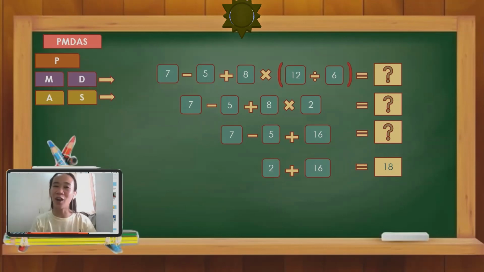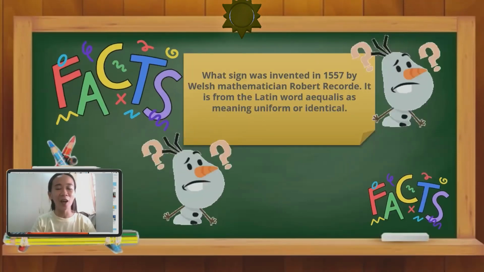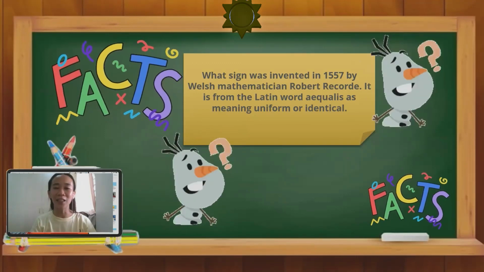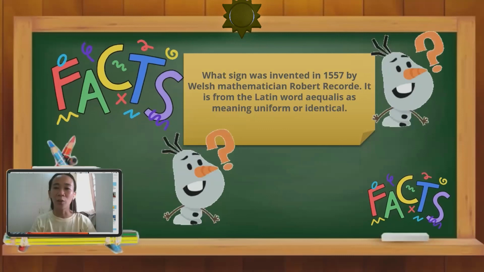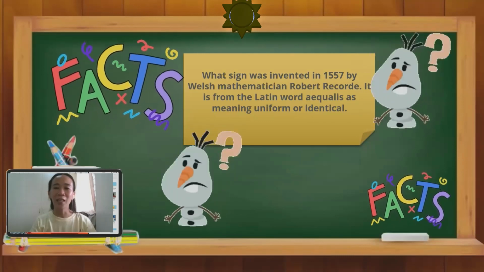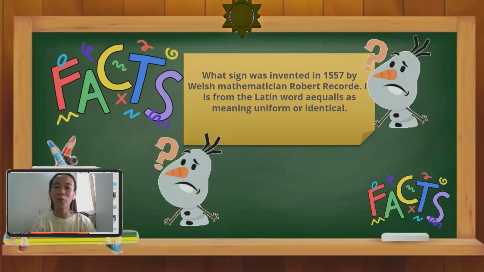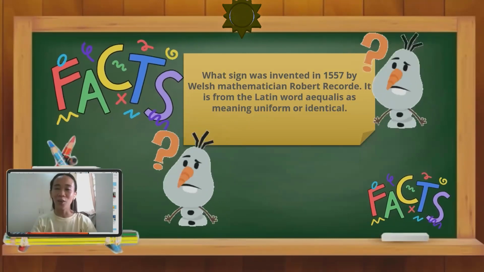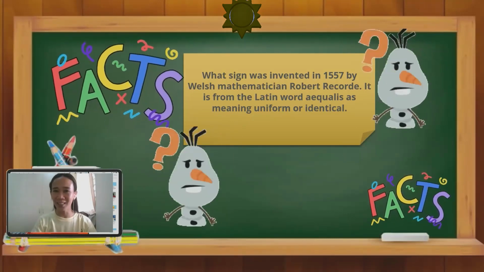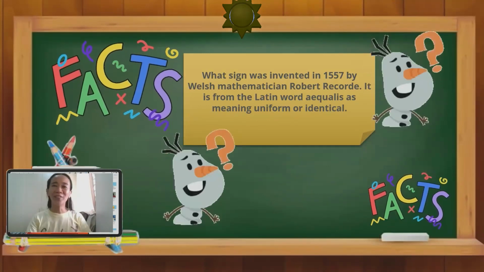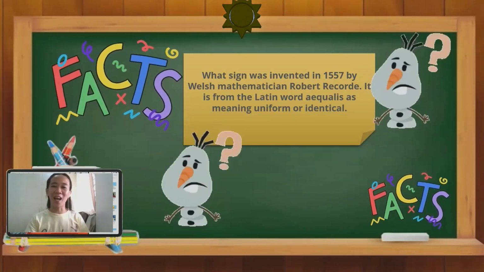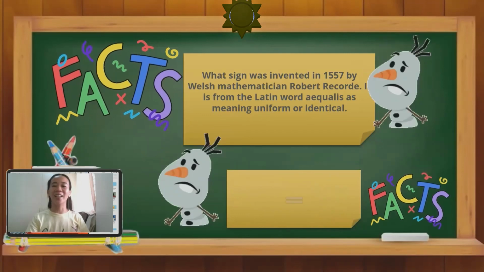Now, let us proceed to our trivia. What sign was invented in 1557 by Welsh mathematician Robert Recorde? It is from the Latin word aequalis, meaning uniform or identical. What's your answer here, Guadans? Wonderful, Guadans! That is the equal sign.